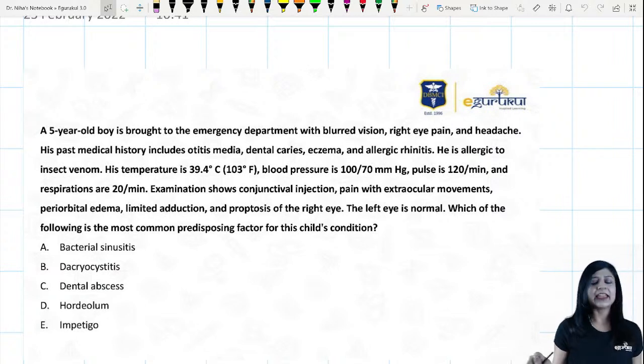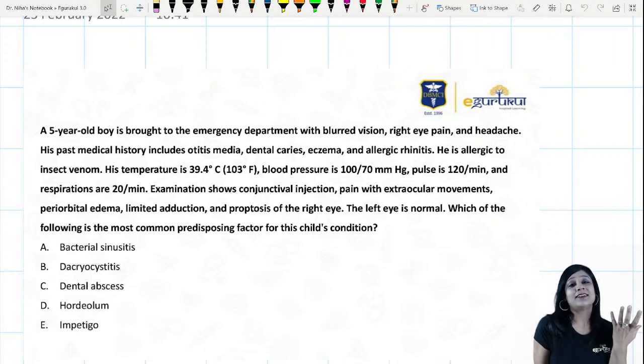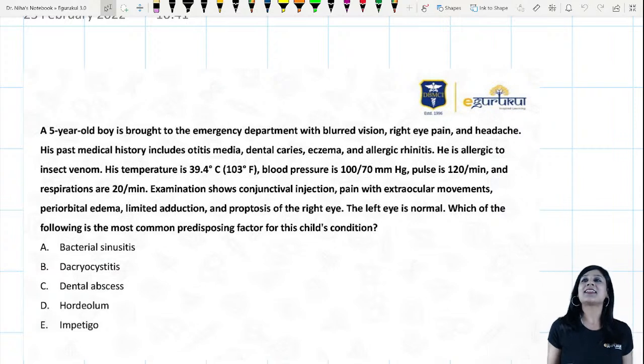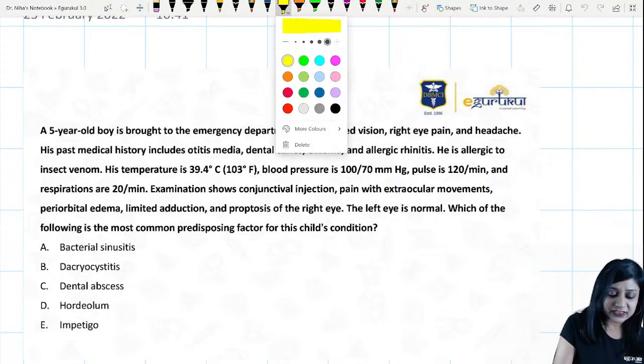So I am not only here to give you the answer, I will also tell you the approach, how to go about it, and certain tricks and tips, because these are the things that will help in decreasing your duration on these questions. So let's get started. I'll start with this question.